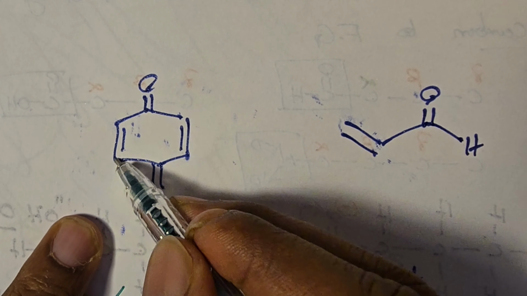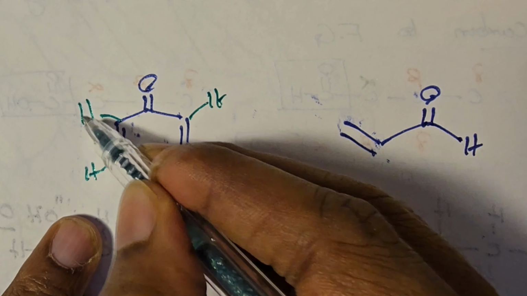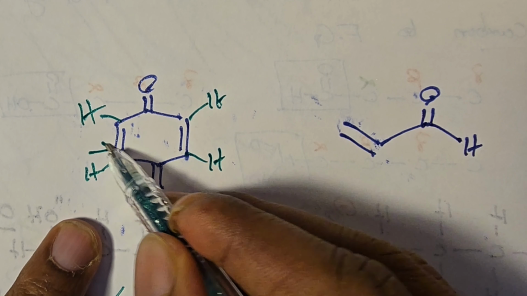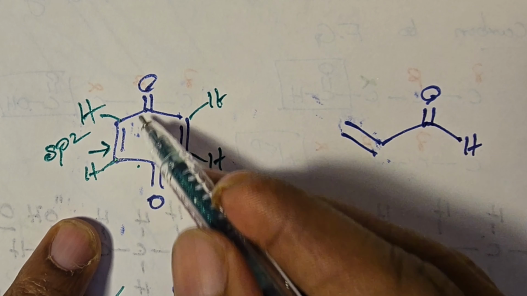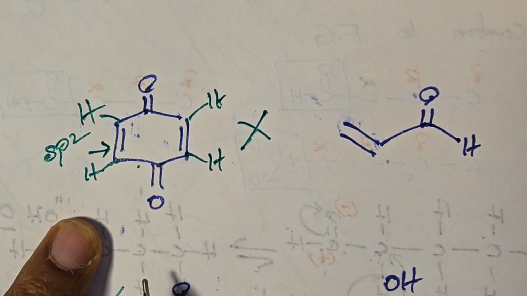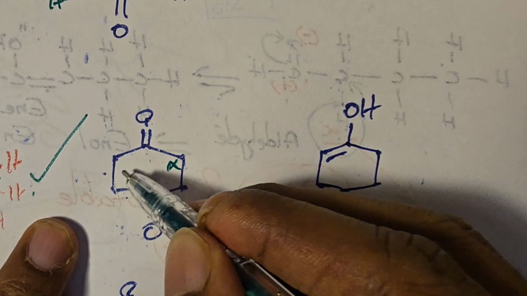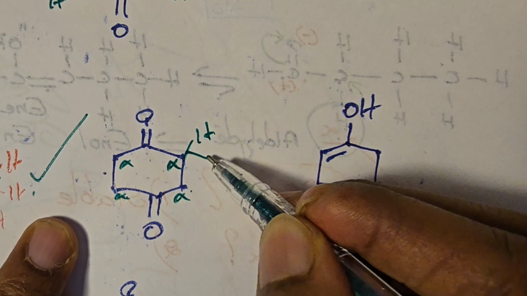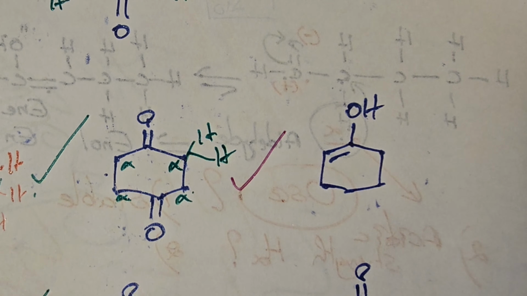Next, here alpha hydrogen. Alpha hydrogens are available, but what is the hybridization of this carbon? sp2 hybridized carbon. The system is connected like this. That doesn't show the tautomerism. Next, observe here. Alpha carbon, alpha carbon, alpha carbon, alpha carbon. Alpha hydrogens are available. So this molecule shows the tautomerism.